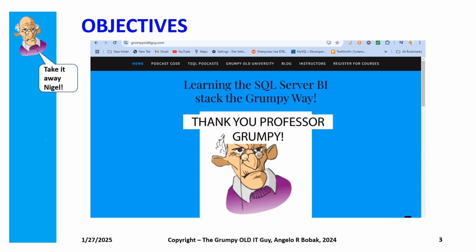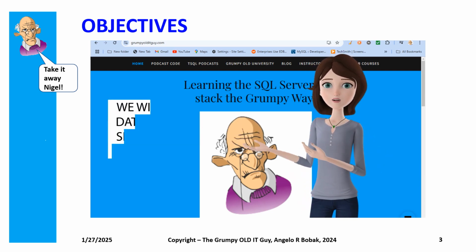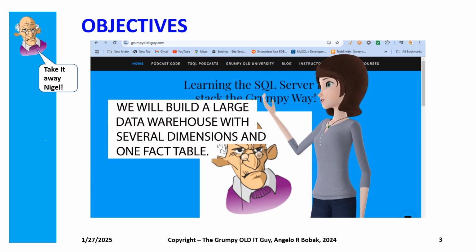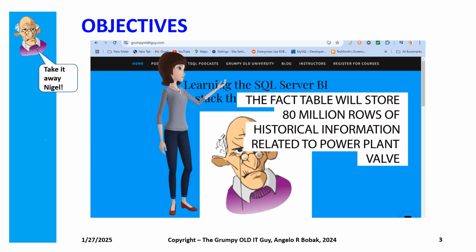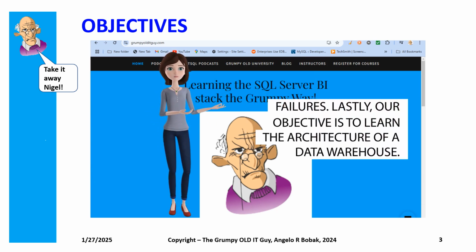Thank you, Professor Grumpy. What's our objective in this lesson? We will build a large data warehouse with several dimensions and one fact table. The fact table will store 80 million rows of historical information related to power plant valve failures. Lastly, our objective is to learn the architecture of a data warehouse.